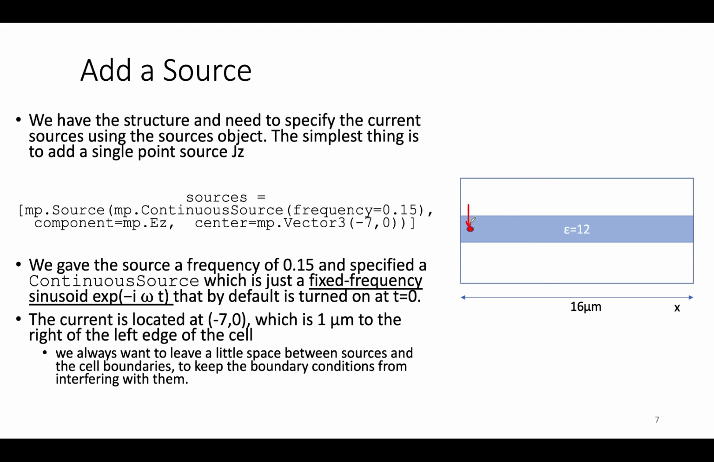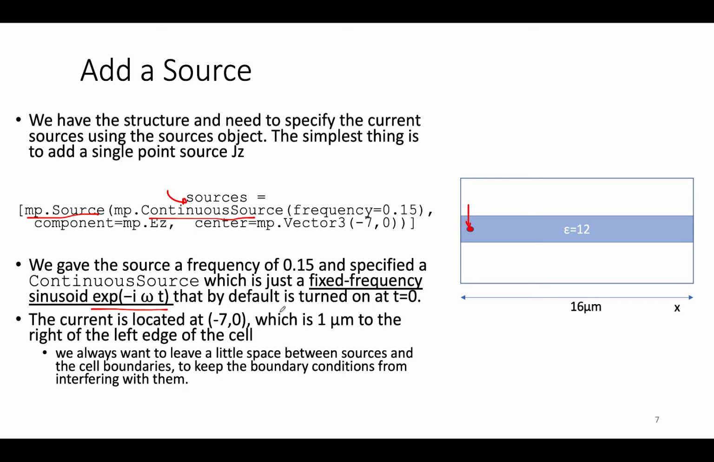The simplest thing is to add a single point source, Ez, and we're going to use a source object, mp.Source. We define it as a continuous source in MEEP, and we provide the frequency equal to 0.15. So we give the source a frequency of 0.15 and specify the continuous source, which is just a fixed frequency sinusoidal source that has the expression exponential minus i omega t.